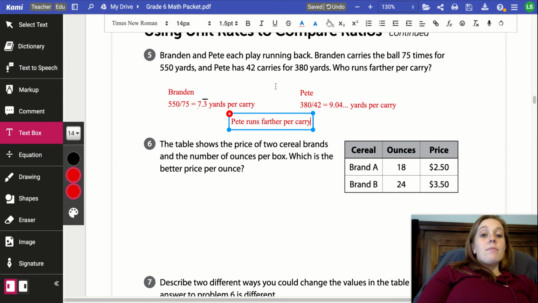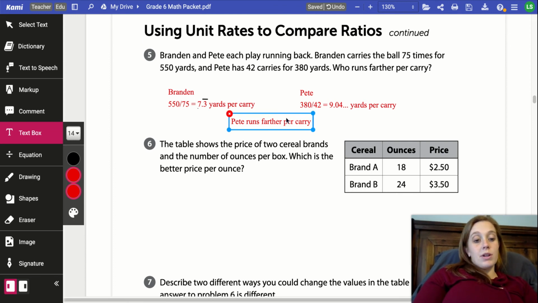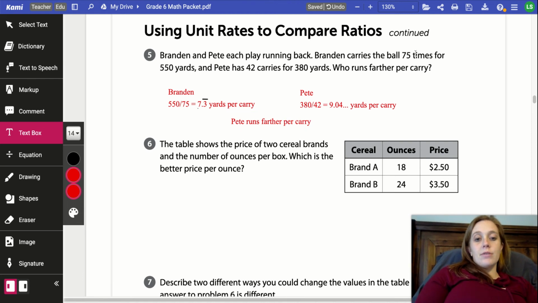So sometimes you need those decimals to compare numbers to see who's getting more per one unit or less per one unit, depending on how the question is worded. But in this case, the decimals weren't there to trick you. It was just seeing who was getting farther per carry.